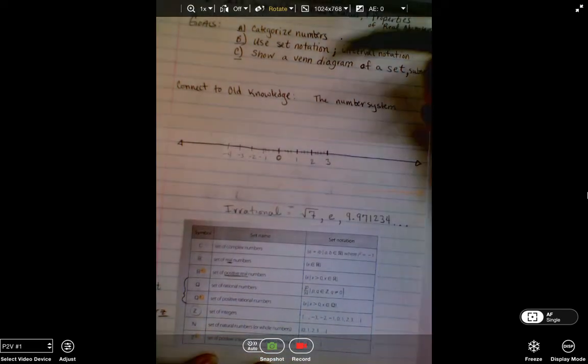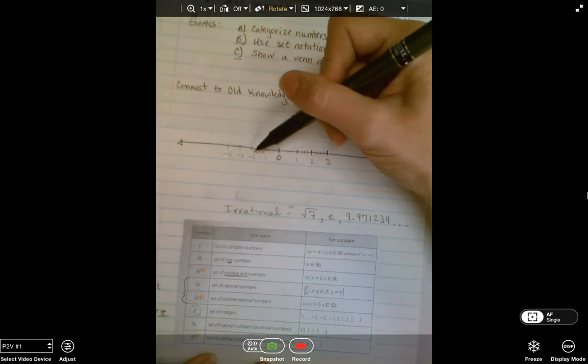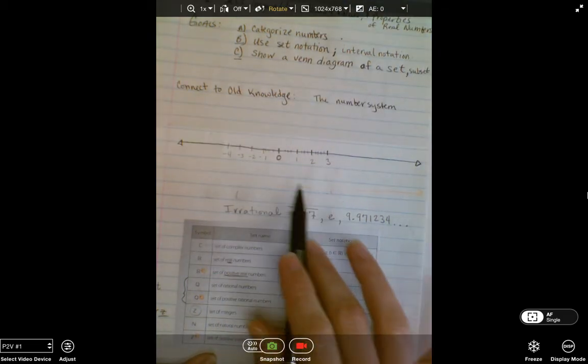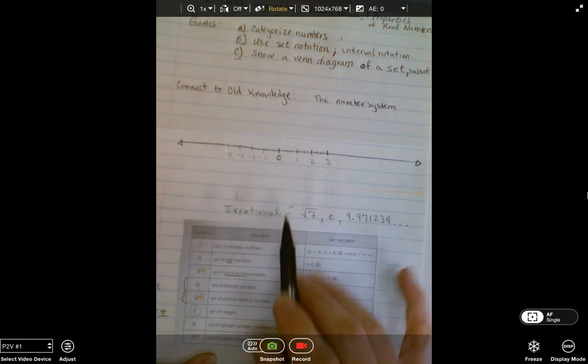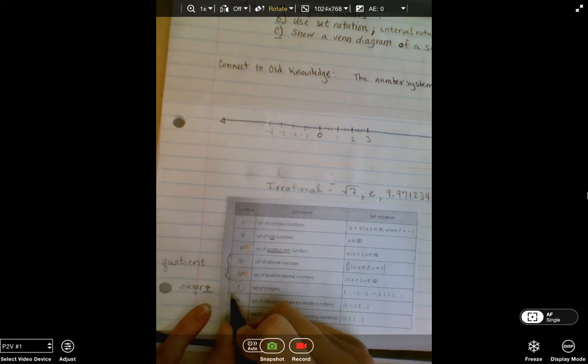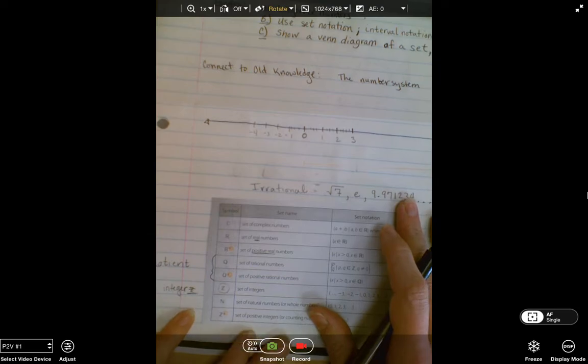Then we go to the left of the number line with ticks: -1, -2, -3, -4. All of those, including negatives and positives, are called integers. And they're Z, which is kind of weird, but I think integers to help me remember.